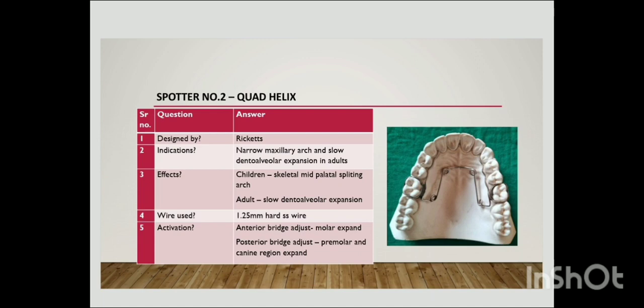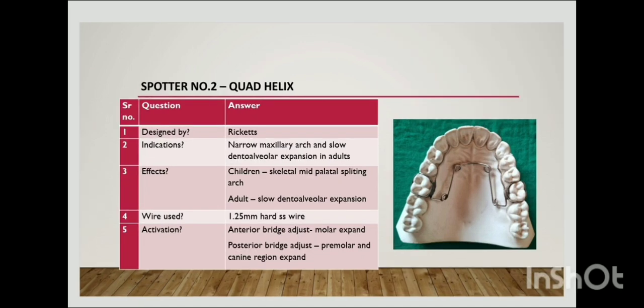Now, what are the effects of quad helix? In adults, it brings about slow dentoalveolar expansion, but when it is used in children during the deciduous and early mixed dentition period, a skeletal mid-palatal splitting can be achieved. The wire used is 1.25 mm hard SS wire. Activation of the quad helix is done just by adjusting the anterior bridge, which leads to expansion of the molar region, and adjusting the posterior bridge leads to expansion in the premolar and the canine region.